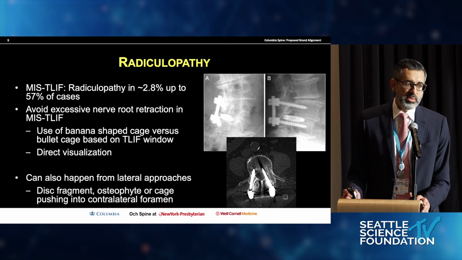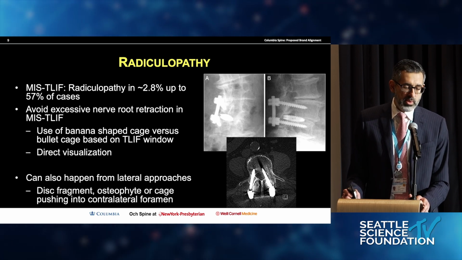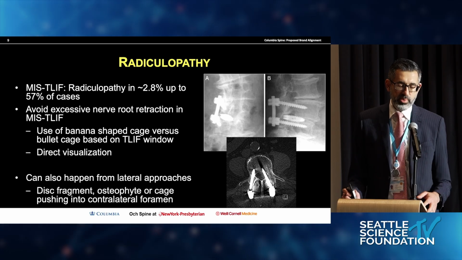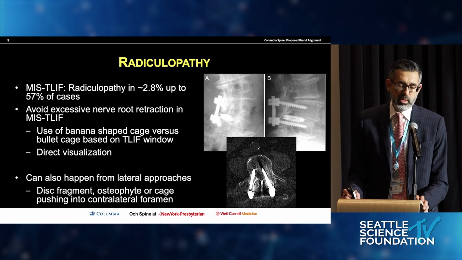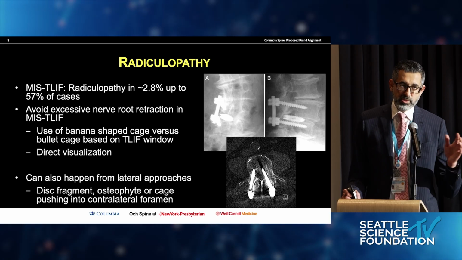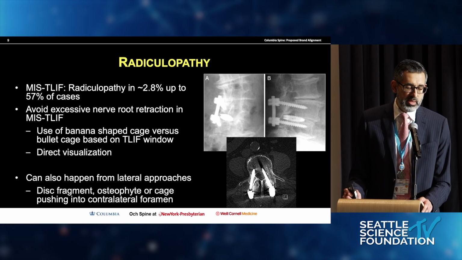Again, most of them are transient, could be related to retraction or just the window that we're trying to work through. But we do want to pay attention to other things such as cage migration, screw malposition. People can use BMP, which can cause radiculitis as well. So there are other reasons to cause radiculopathy.